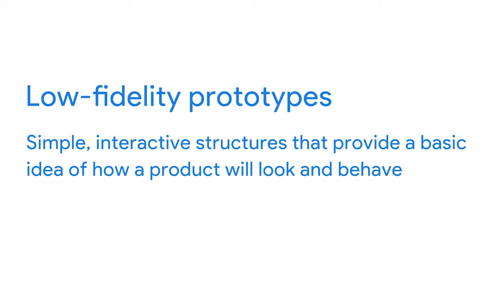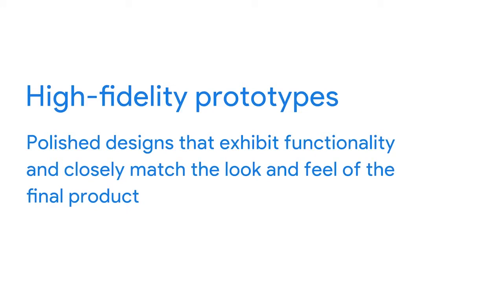I mentioned that prototypes are intended for testing our product ideas before we produce the real thing. Prototypes are broken down into two categories: low fidelity and high fidelity. Low fidelity prototypes are simple, interactive structures that provide a basic idea of how a product will look and behave. They're used to communicate big picture design concepts and usually don't include finalized design elements or realistic content. High fidelity prototypes, however, are polished designs that exhibit functionality and closely match the look and feel of the final product.